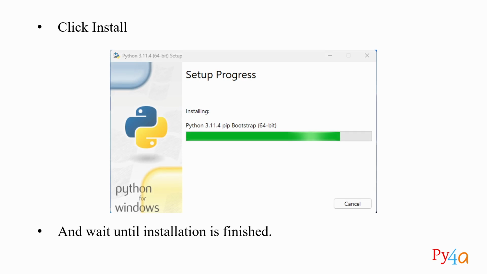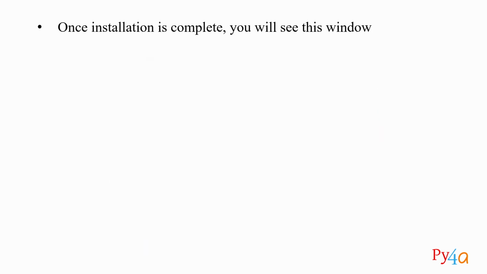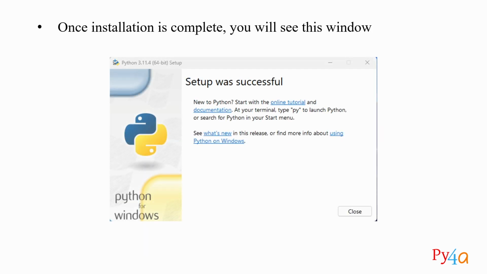A pop-up window shows up, Setup in progress as shown on your screen, and you see the installation progress. Wait for the installation to finish. Once it is finished, you see another pop-up window displaying setup was successful. At this stage, you have successfully installed the Python software. What you do is to close this window and move to the next stage.